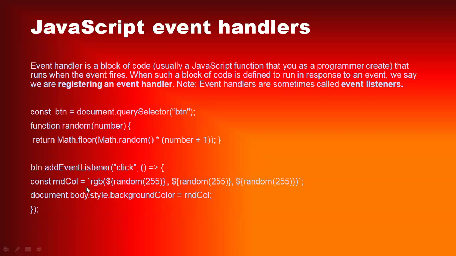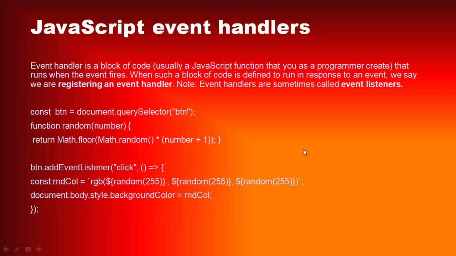Here, RGB is within backticks, which means we are creating a template expression, starting with a backtick and ending with a backtick. It is going to generate random numbers: from 0 to 255 for the first value, 0 to 255 for the second, and 0 to 255 for the third.